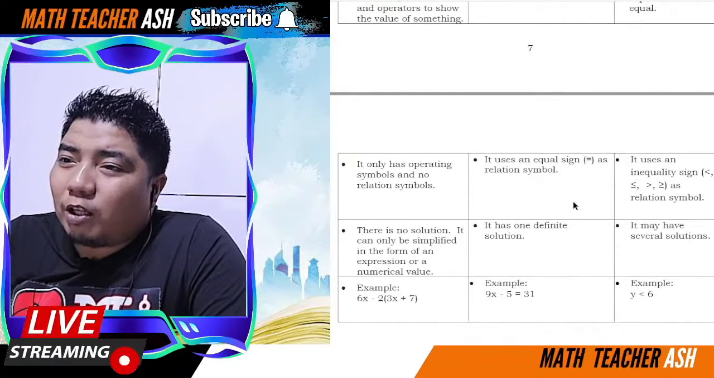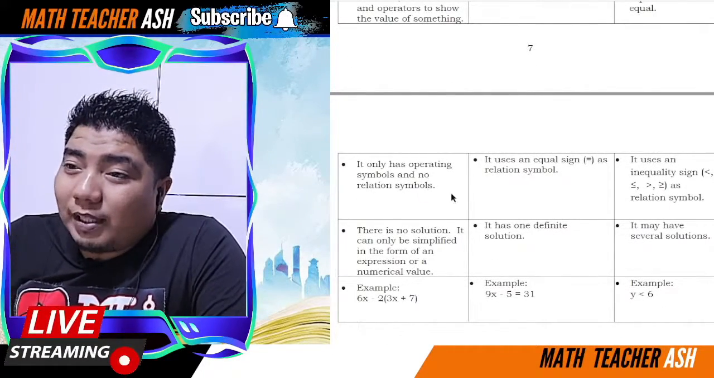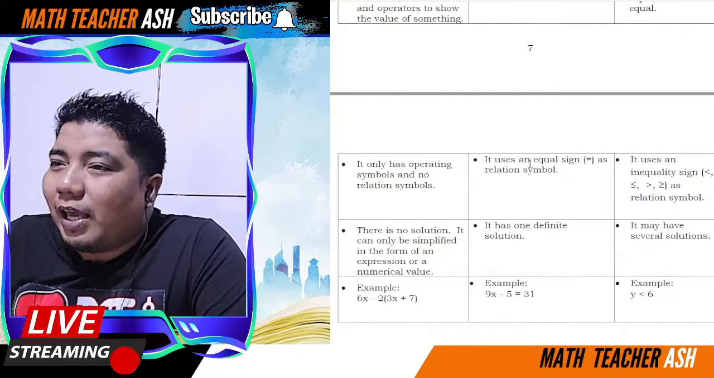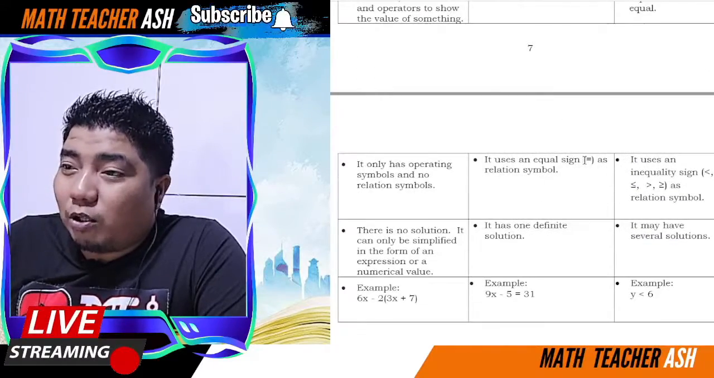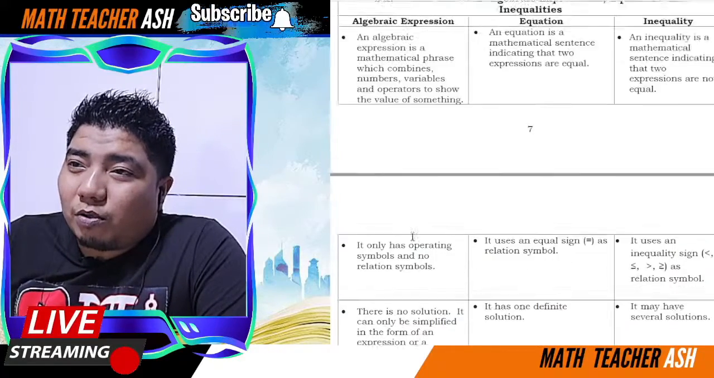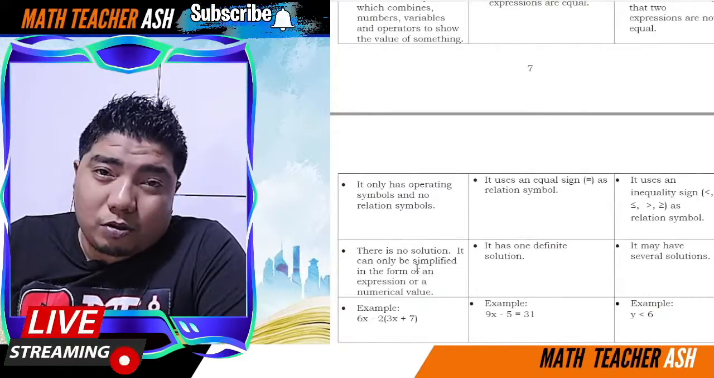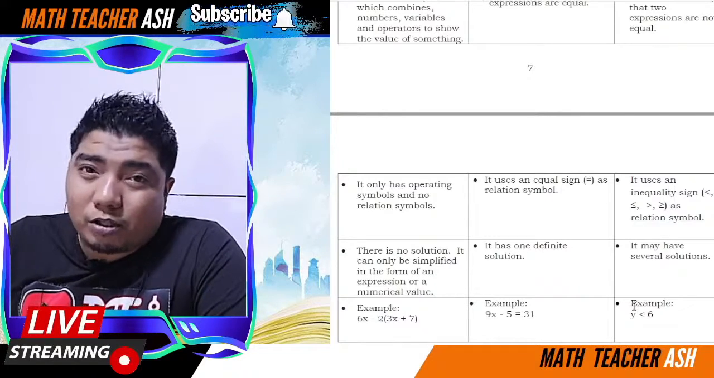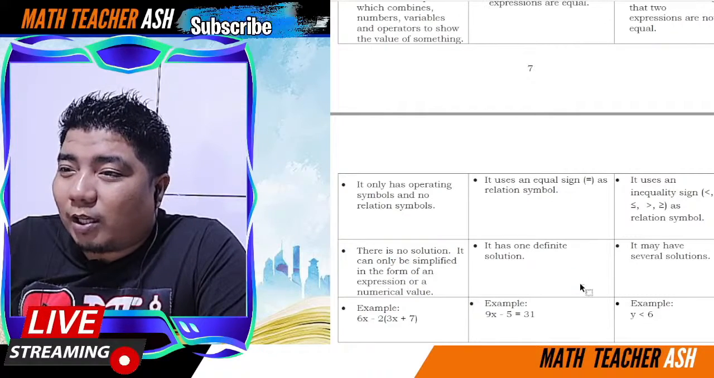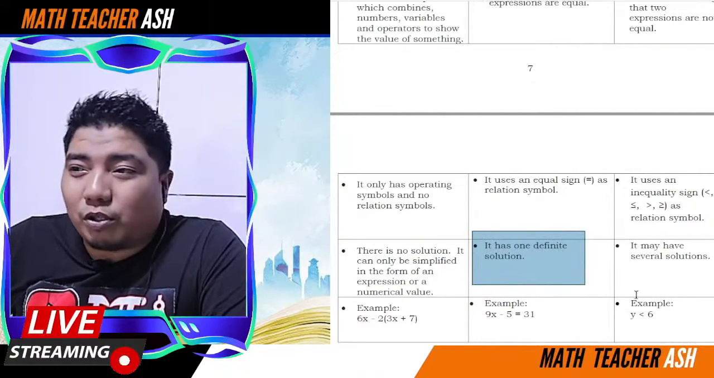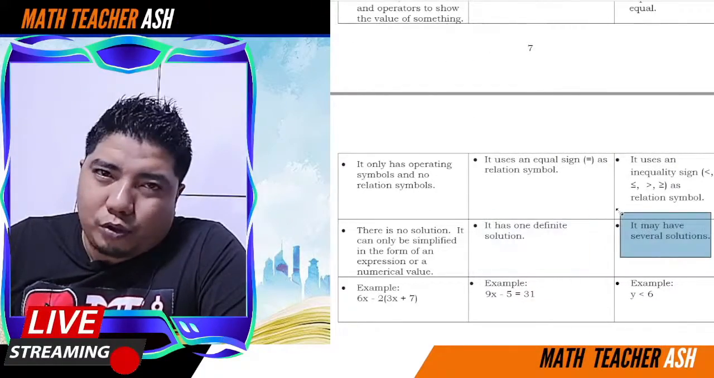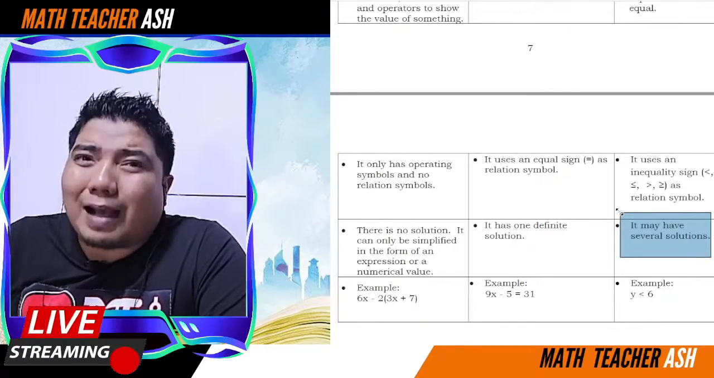So we have here, it has operating symbols and no relation symbols. So hindi niya nire-relate sa ibang expression. So, ito naman sa equation, it uses equal. Sa inequality, gumagamit ng ganito mga symbols. So, dito naman sa algebraic expression, there is no solution because you can simplify the equation or a numerical value. Ito naman sa equation, it has one definite solution, isang value lang. Pero dito sa inequality, maraming solutions. Okay? So, later on, malalaman niyo kung bakit maraming solutions.